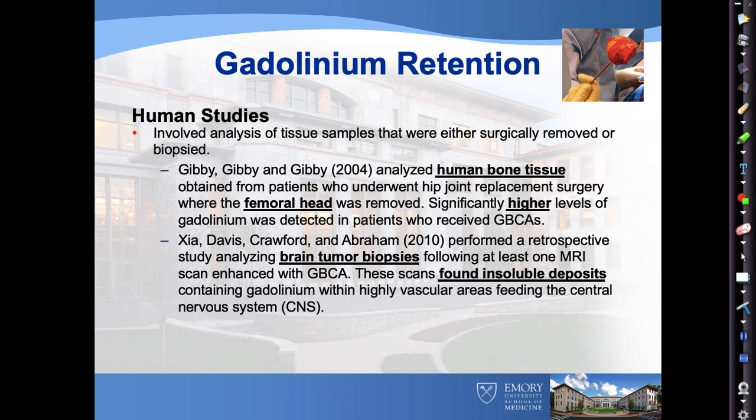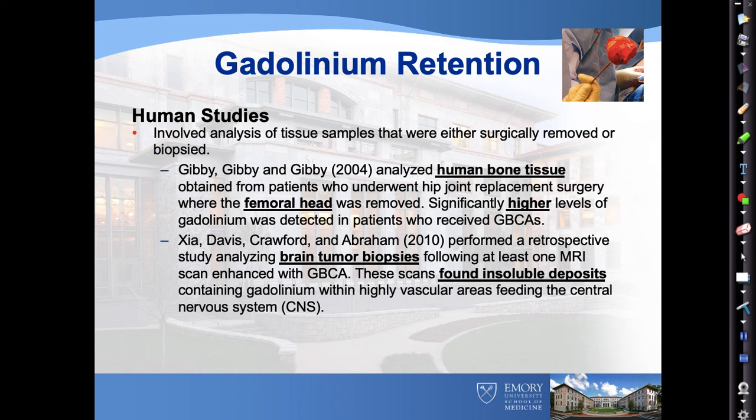Gadolinium retention in terms of human studies. Human studies involved analysis of tissue samples that were either surgically removed or biopsied. Gibby and Gibby in 2004 analyzed human bone tissue obtained from patients who underwent hip joint replacement surgery where the femoral head was removed. Significantly higher levels of gadolinium were detected in patients who had received gadolinium-based contrast agents.